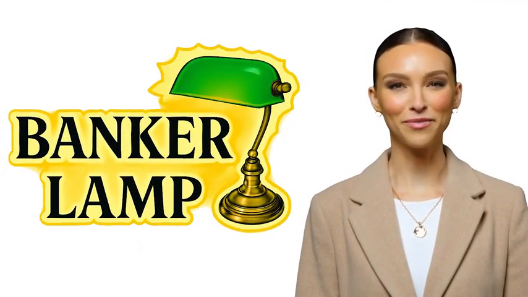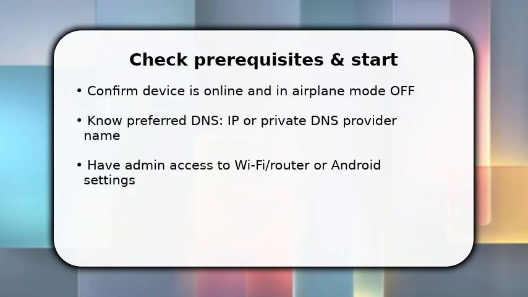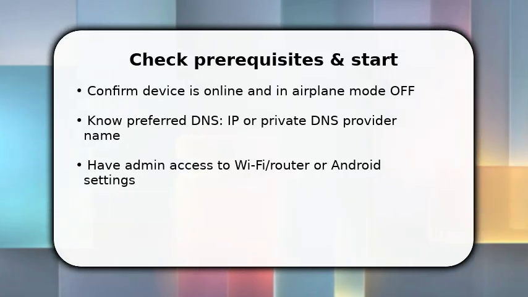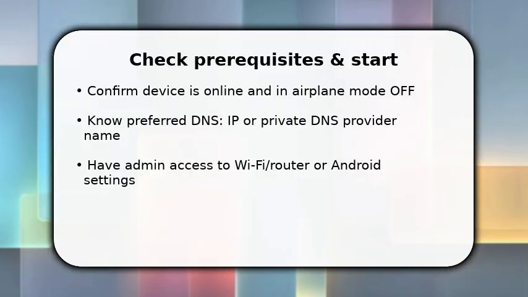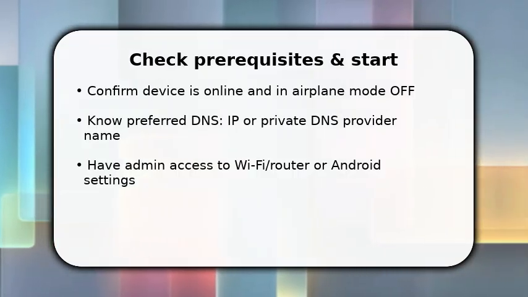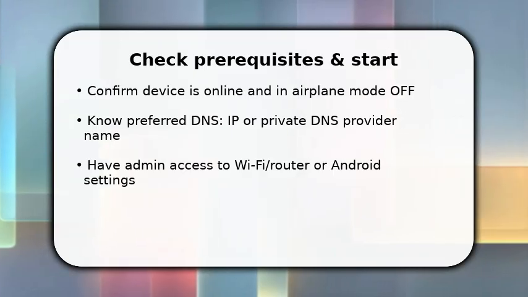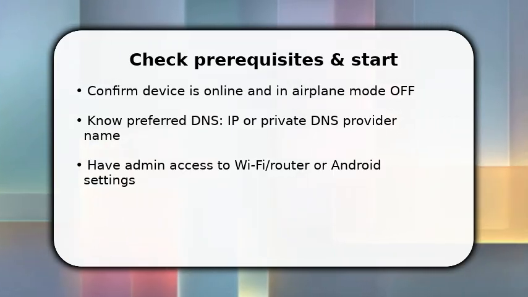Please enjoy the video. You will start by confirming basic prerequisites and opening the settings. Make sure your device has a stable connection and airplane mode is off. Next, go to Network or Wi-Fi settings and tap your active network to access advanced options.